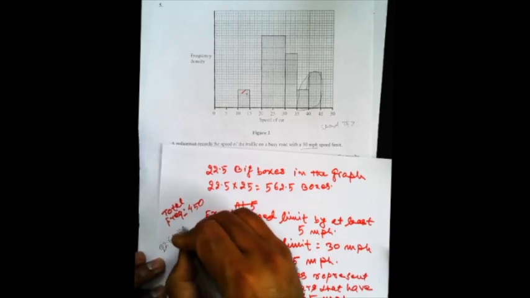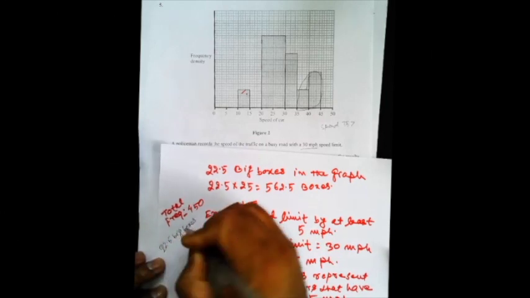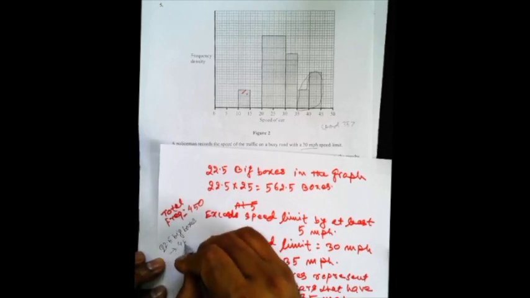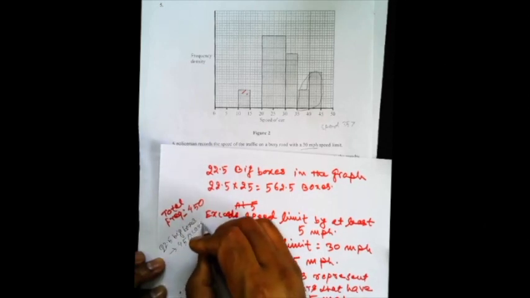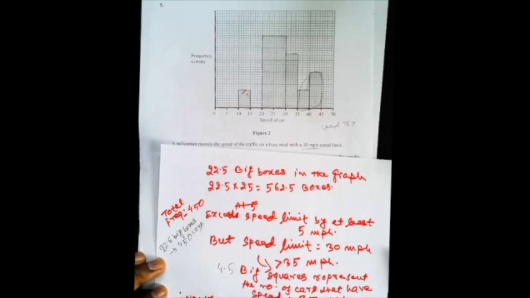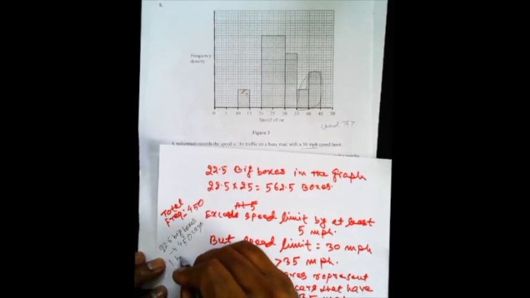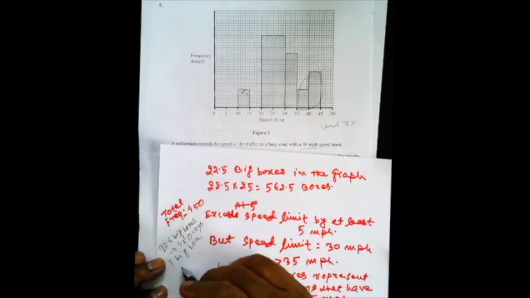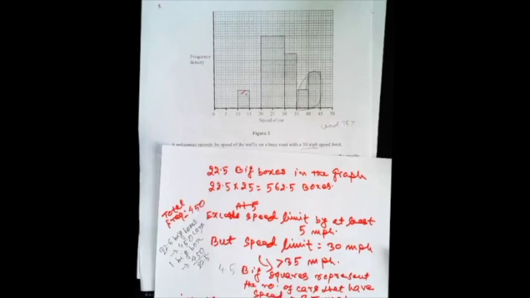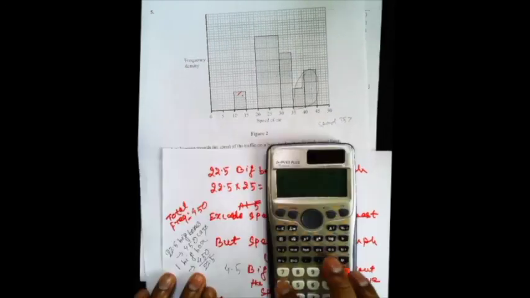22.5 big boxes means there are 450 cars. Then in one big box, how many cars should there be? By using the unitary method, it should be 450 divided by 22.5. If you calculate this, 450 divided by 22.5, this value is 20.